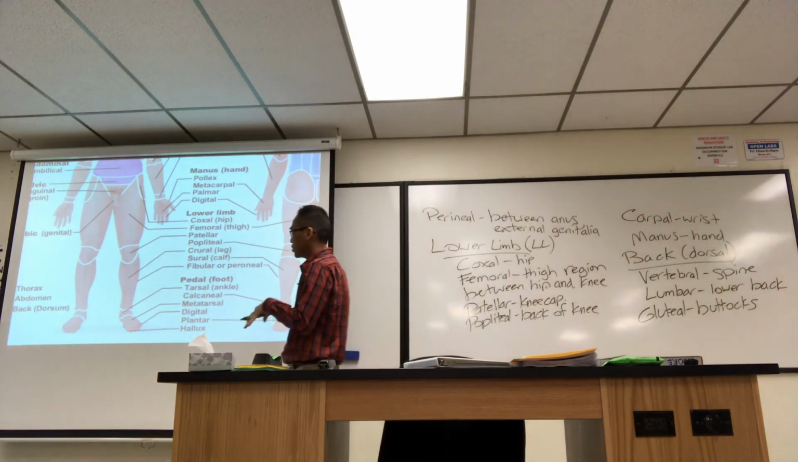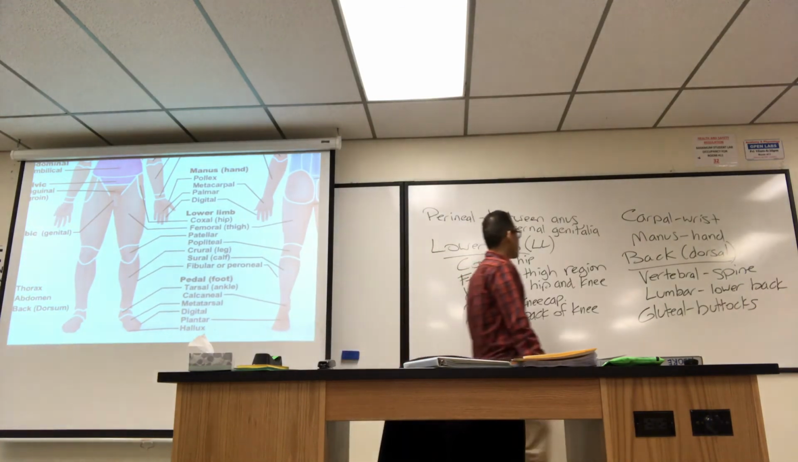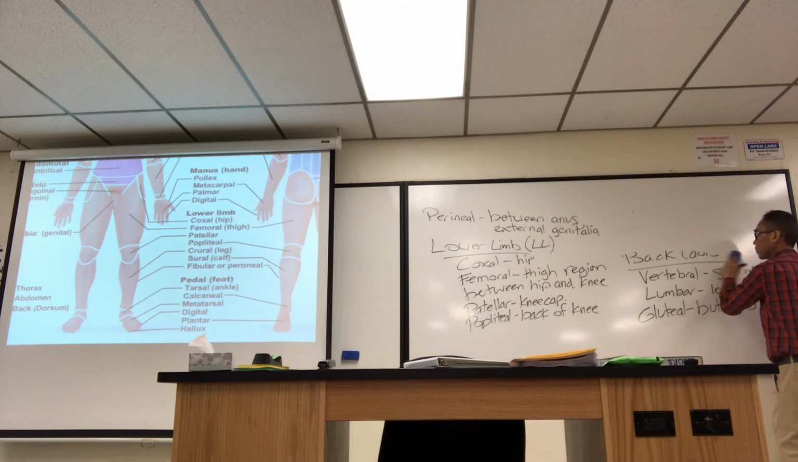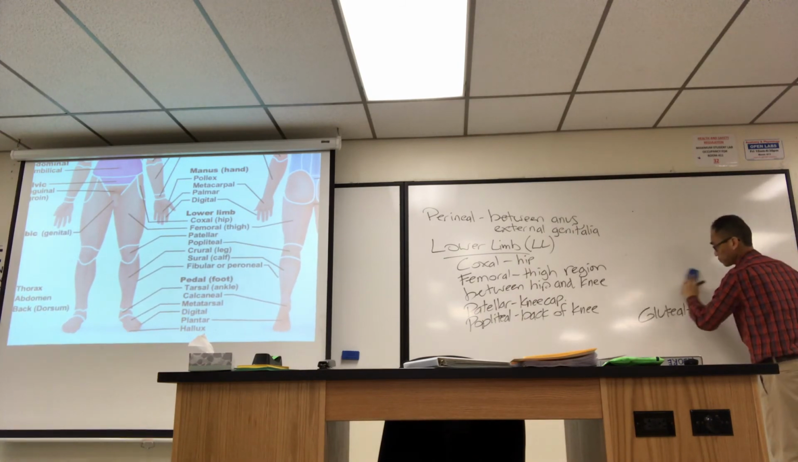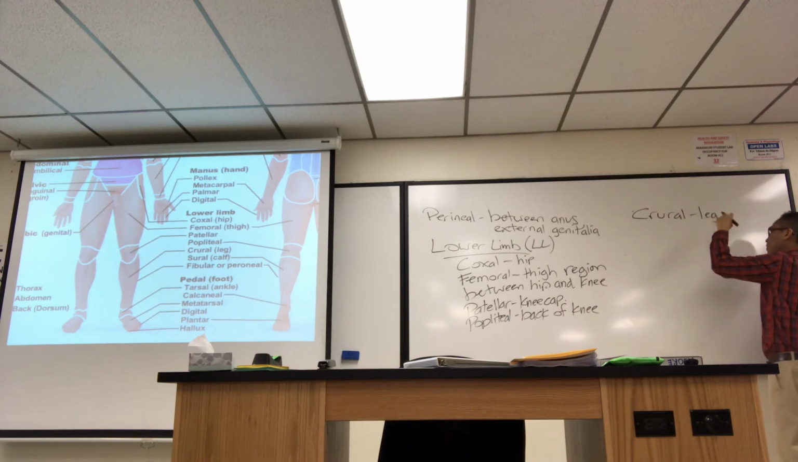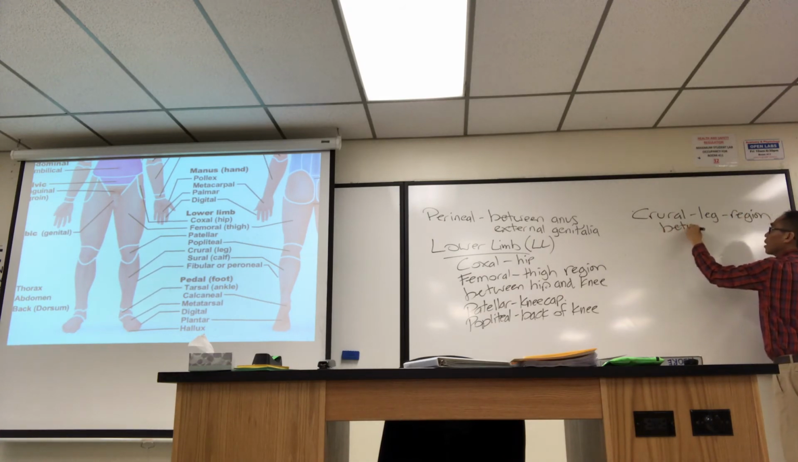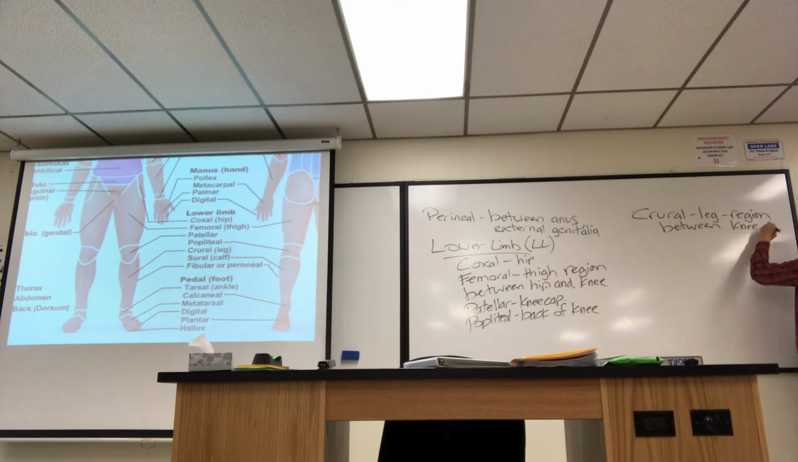So inferior to the knee region is the leg. The anatomy word for leg is crural. And in anatomy, the leg is the region between knee and ankle. Because in everyday language, when people say you have nice legs, they refer to your whole lower extremity. But in anatomy, it's just that region. Thigh is between hip and knee, leg between knee and ankle.